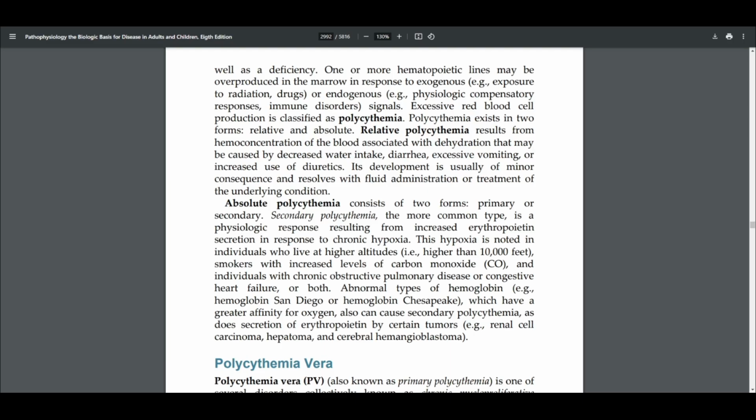Secondary polycythemia, the more common type, is a physiologic response resulting from increased erythropoietin secretion in response to chronic hypoxia. This hypoxia is noted in individuals who live at higher altitudes, smokers with increased levels of carbon monoxide, and individuals with chronic obstructive pulmonary disease or congestive heart failure, or a combination of both. Abnormal types of hemoglobin, which have a greater affinity for oxygen, also can cause secondary polycythemia, as does the secretion of erythropoietin by certain tumors.